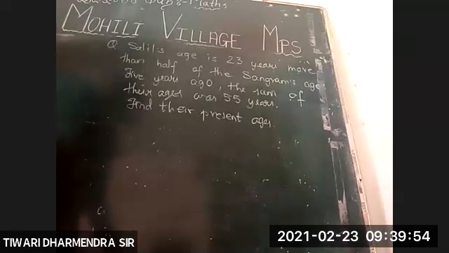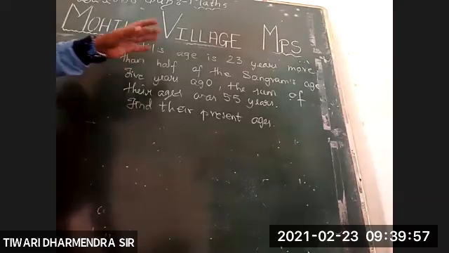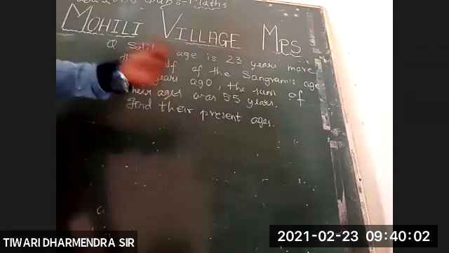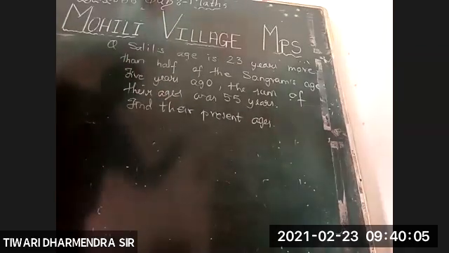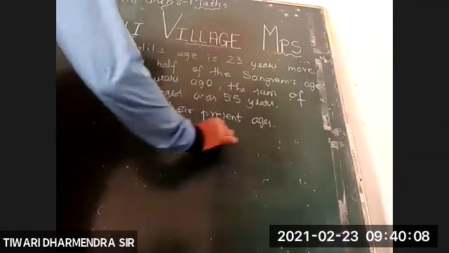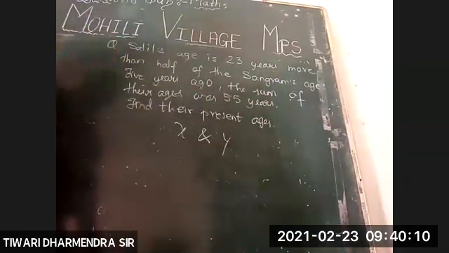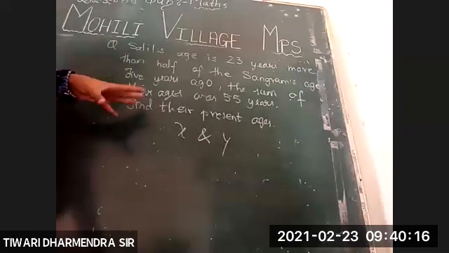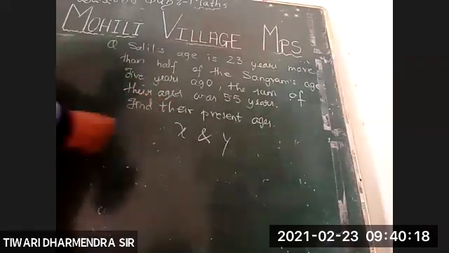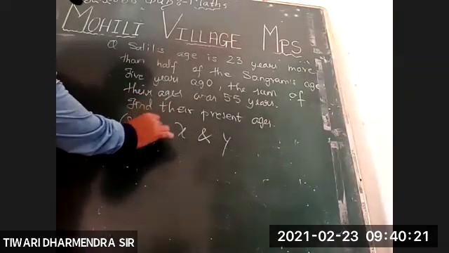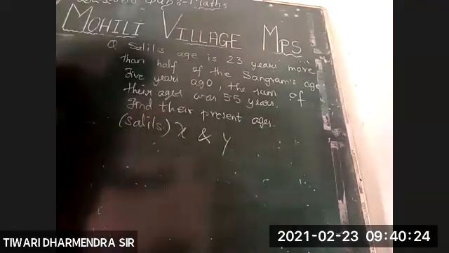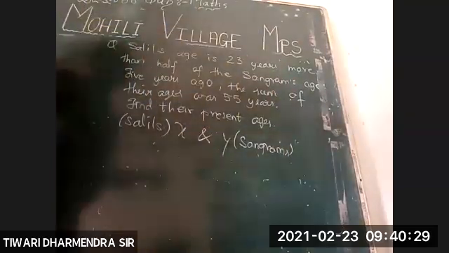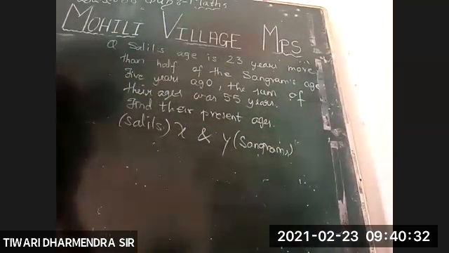According to the problem, two persons are involved, Salil and Sangram. They're asking to find their present ages. So we will assume that their present ages are x and y. I will just frame it, because we're having less time. You can try it by yourself. So let Salil's present age be x and Sangram's present age be y.